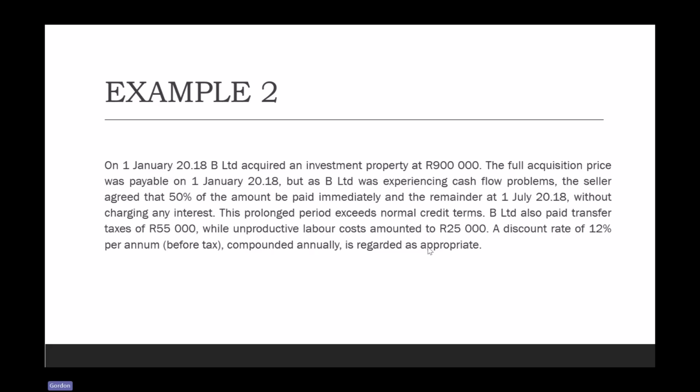So whenever you read a question and the question has got a discount rate in it, then alarm bells should be ringing. You should be using it somewhere, somehow, because when you read the question, it said the seller agreed that 50% of the amount be paid immediately and the remainder at 1 July 2018. So 50% of the amount is going to be paid now. The remainder is going to be paid in 6 months' time. But whenever you are calculating the cost of an item, or the price or the value of something, the value needs to be calculated now, present value, now.